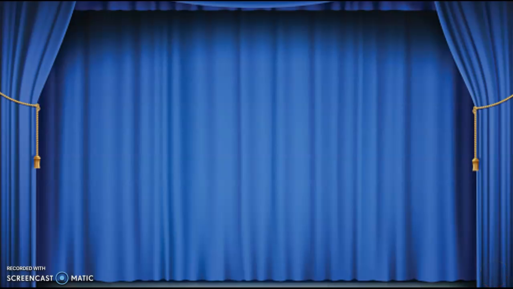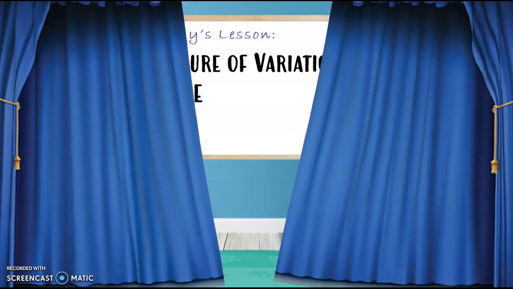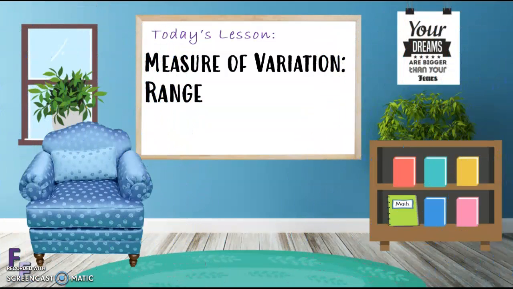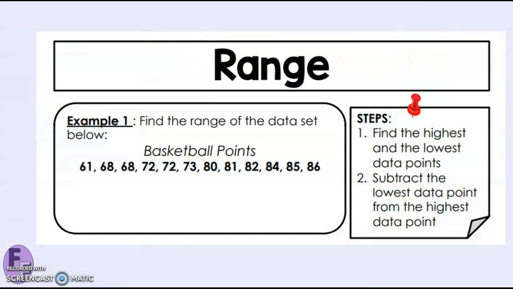Today's lesson, the measures of variation, looking at the range. The range is the difference between the highest and the lowest, or the greatest and least numbers, in a data set. Step 1, find the highest and the lowest numbers.